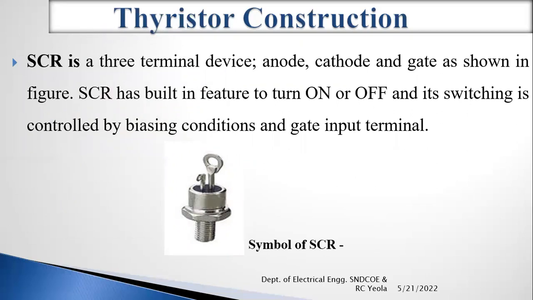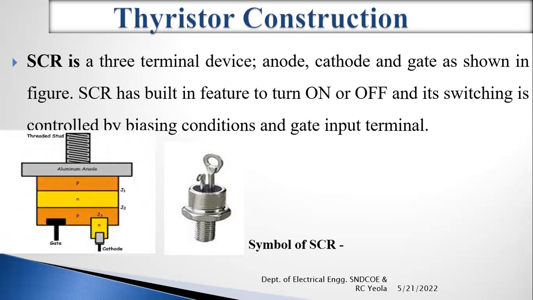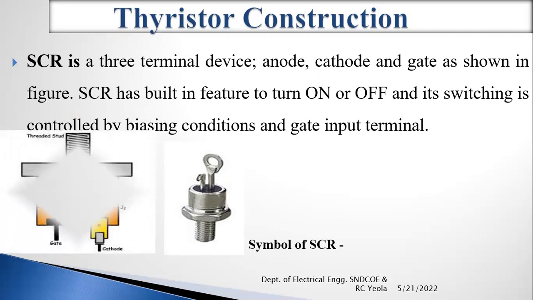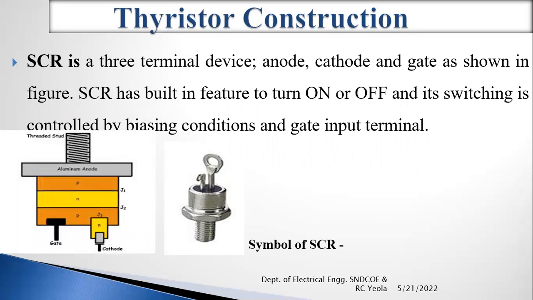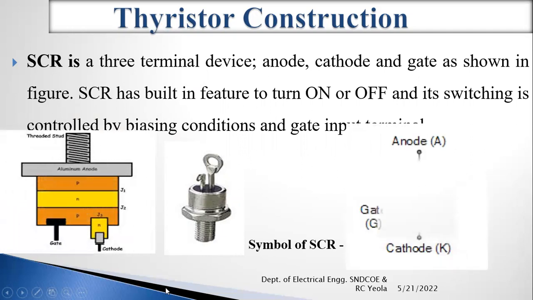The SCR has a built-in feature to turn on or turn off, and its switching is controlled by biasing conditions and the gate input terminal. Here you can see the symbol of SCR, in which there are 3 terminals: anode, cathode, and gate.